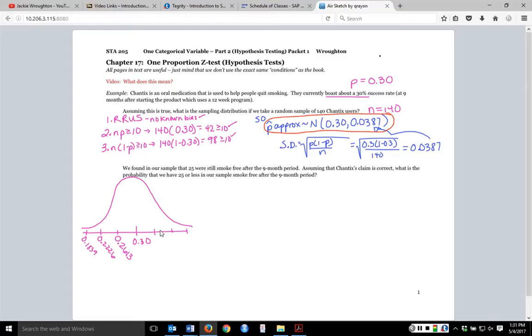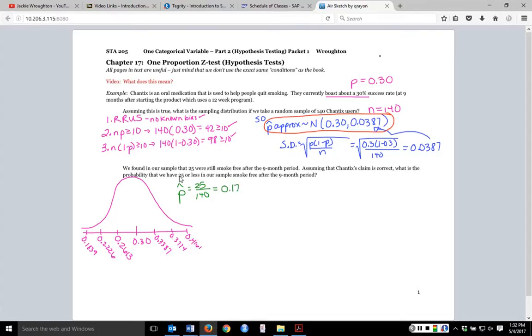I'll get all my numbers on here. So we have that. Now we have the idea of 25 were smoke-free. So the first thing I actually need to do is find my p-hat. So 25 out of how many? So out of our 140 that we sampled.